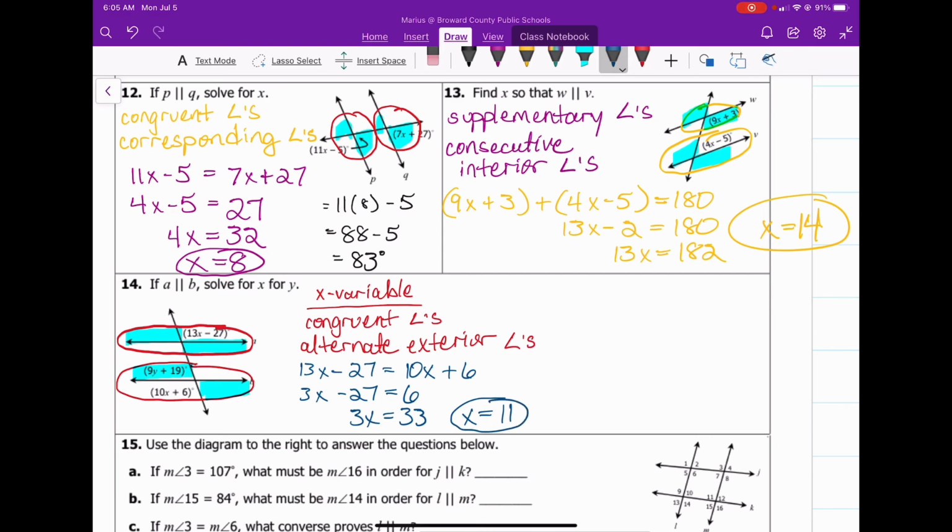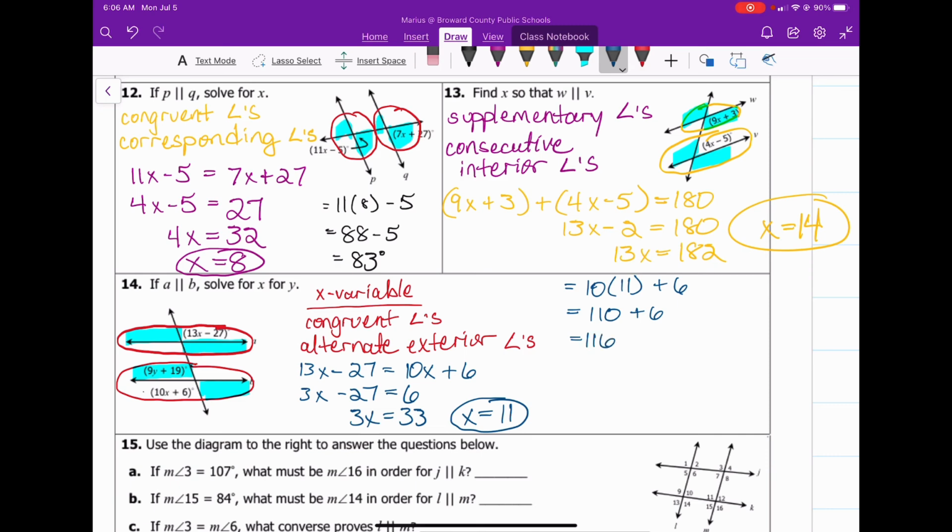So now that we've solved for x, we have to figure out what y is equal to. All right. Now, for this one, we have to plug x back in order to figure out what y is equal to. So I'm going to plug x into 10x plus 6. So 10 times 11 plus 6. 10 times 11 is 110. 110 plus 6 is 116.